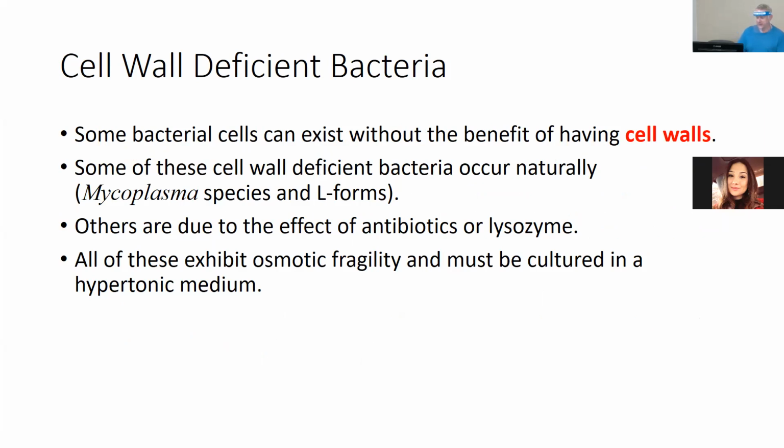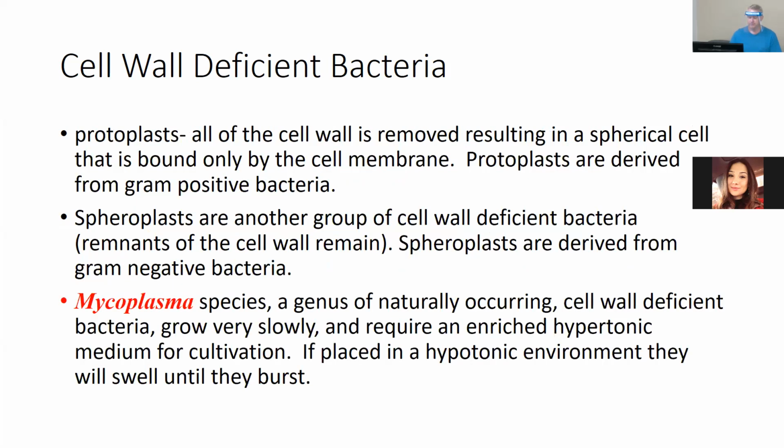So we know some can exist without it. Okay? But they're real fragile. So you might find that they're hard to, what? Culture, if they're fragile. So here are some of the things: if you have a cell wall deficient bacteria, we call them protoplasts. All the cell wall is removed, resulting in a spherical cell that's bound only by the cell membrane. Protoplasts are derived from gram-positive bacteria, so this is kind of like an outpocketing of the organism.